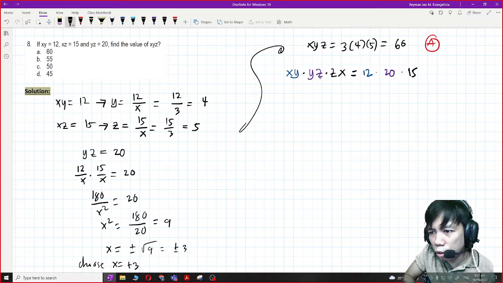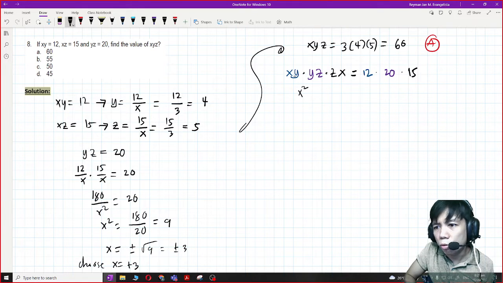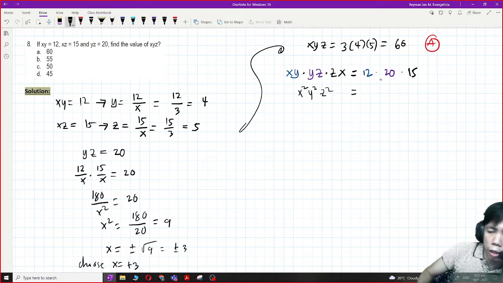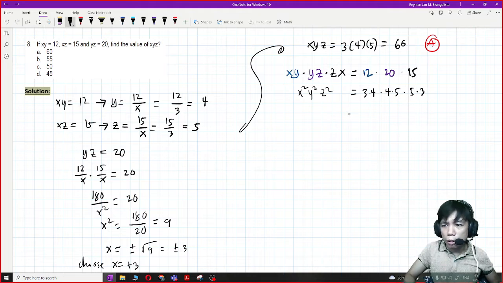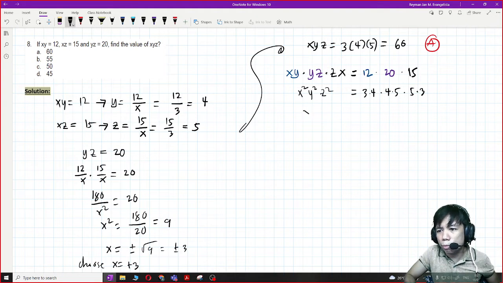So we have x times x, so we have x squared. Y times y, y squared. Z times z, z squared. Here, we factor: 12 is 3 times 4, 20 is 4 times 5, and 15 is 5 times 3. Then we group this as xyz squared. Here, it's the same: we have 3 squared, 4 squared, and 5 squared, same as 3 times 4 times 5 squared.